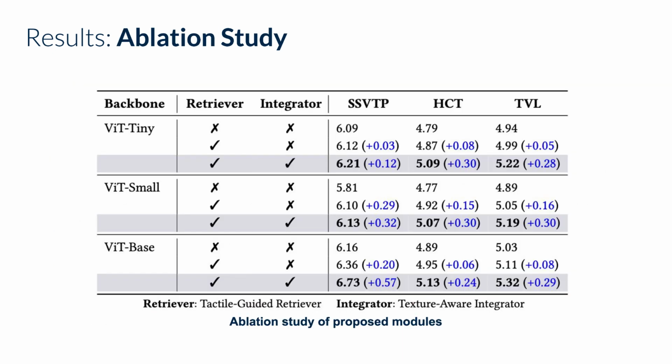To validate our components, we conducted an ablation study. The results clearly indicate that adding each module, the tactile-guided retriever and the texture-aware integrator, progressively improves performance over the baseline. For instance, with the ViT-based backbone, the full RA-Touch framework boosts the TVL score from 5.03 to 5.32. This systematic improvement confirms that both modules provide complementary benefits, validating our architectural design.